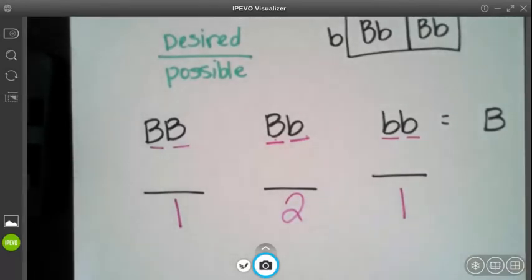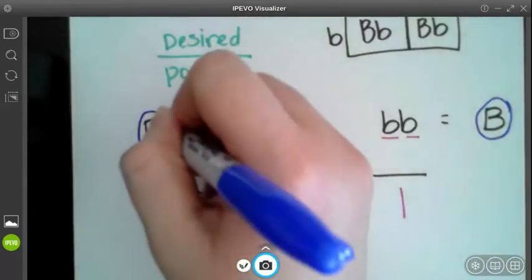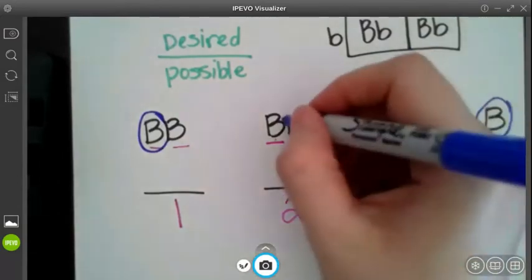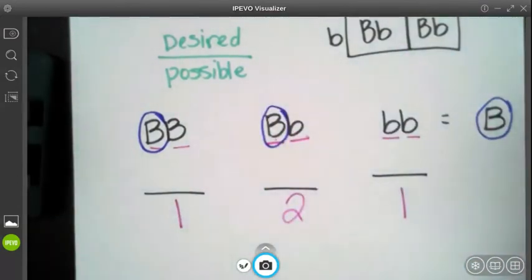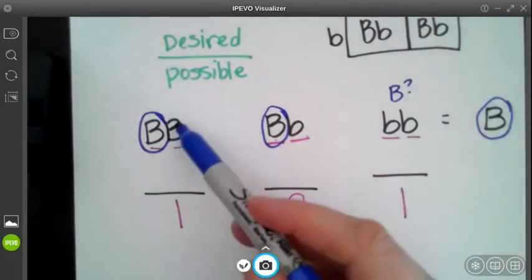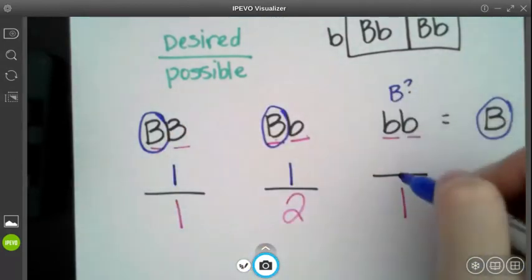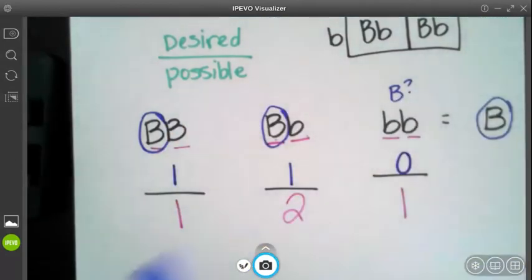To do desired, you have to know what you're looking for. So in this case, here's my desired allele. I want a big B. Well, it's here, but it is missing from this one. So if my desired shows up, I put a 1. If my desired is missing, it's a 0.